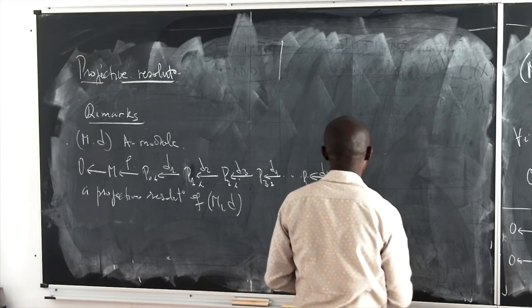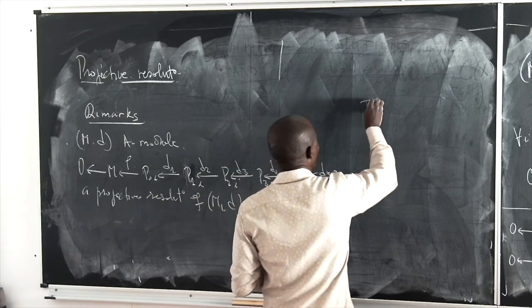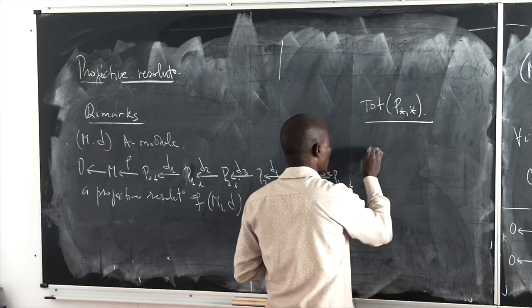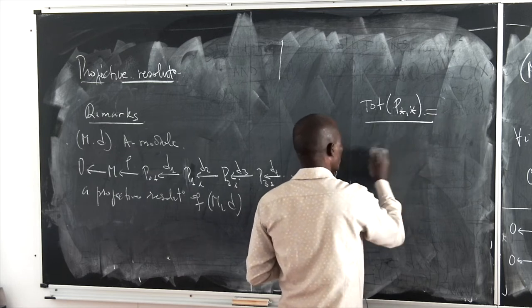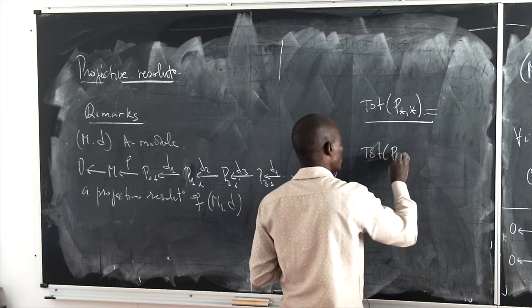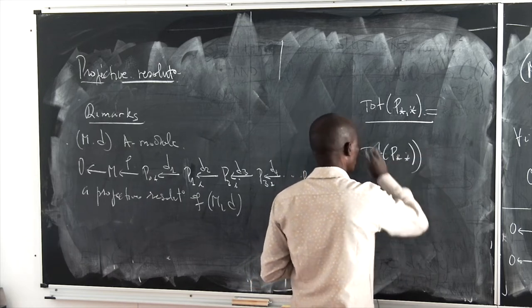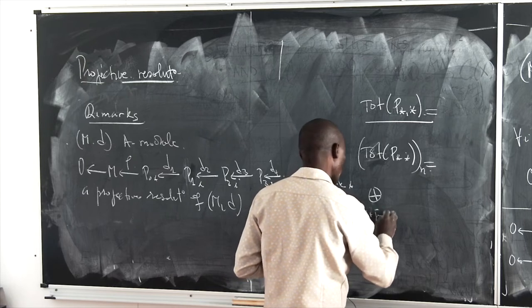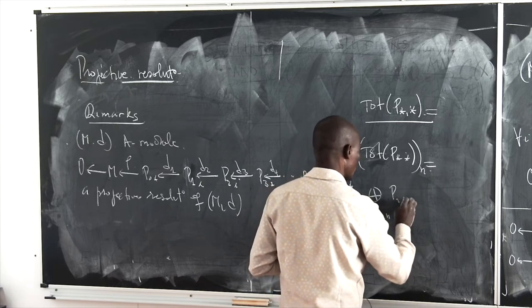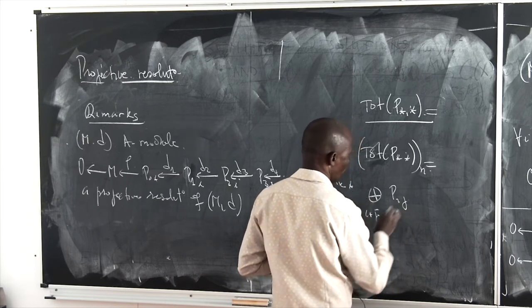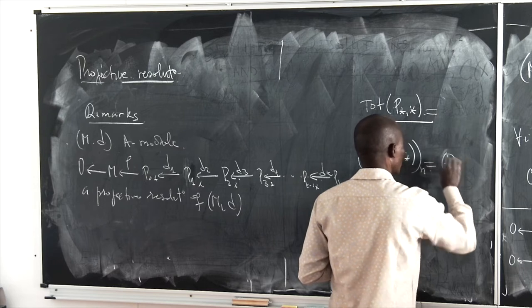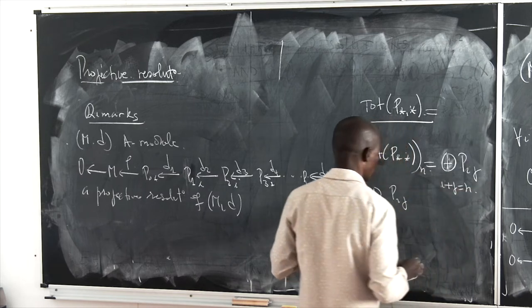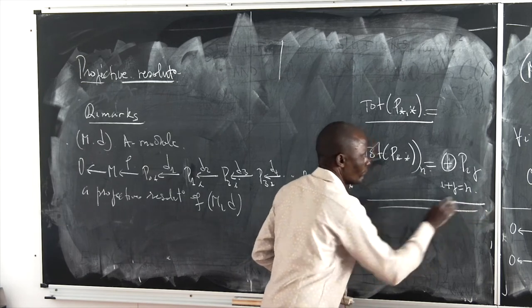So this is a bicomplex. We can consider the total complex of it, which I defined yesterday. This complex is defined like this: the degree n of this complex is equal to the sum over i plus j equal to n of B_i,j. I defined it yesterday.